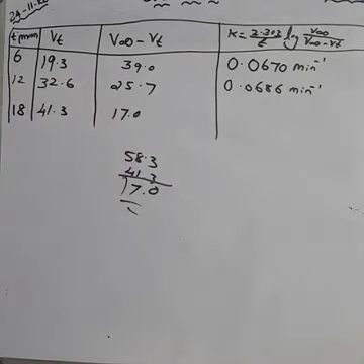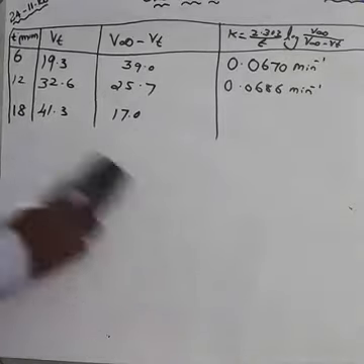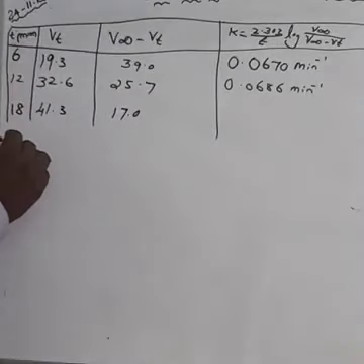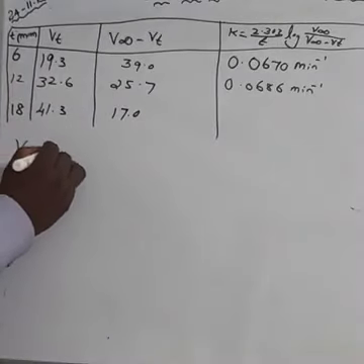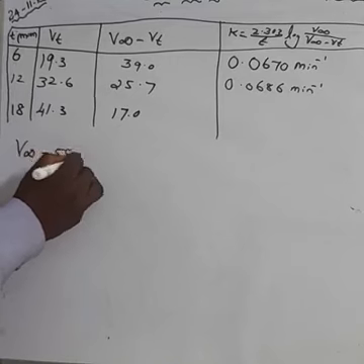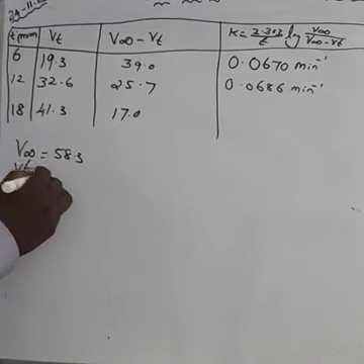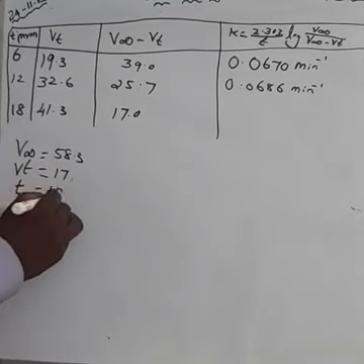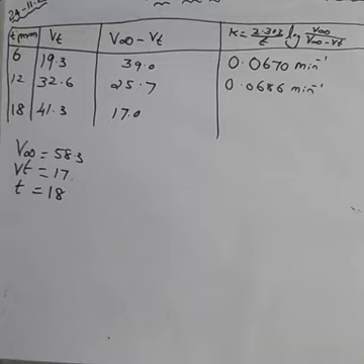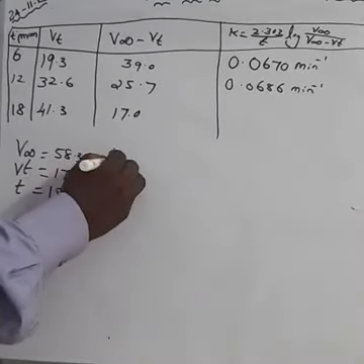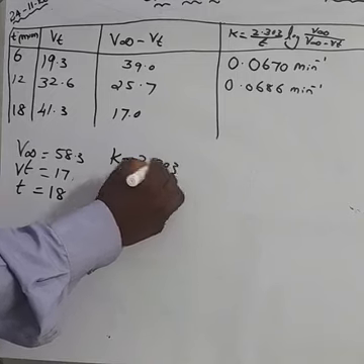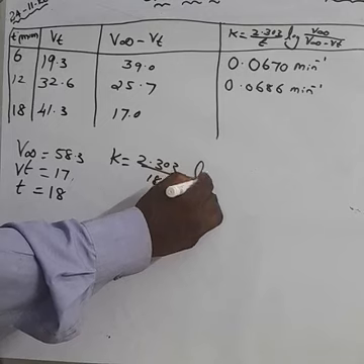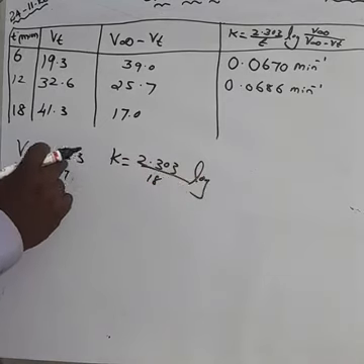So we get V infinity minus Vt. Substitute these values: V infinity is 58.3, Vt minus is 17, and t is equal to 18. These are the data. Then what is the formula? k is equal to 2.303 by t, where t is 18, into log of V infinity. What's the value of V infinity?